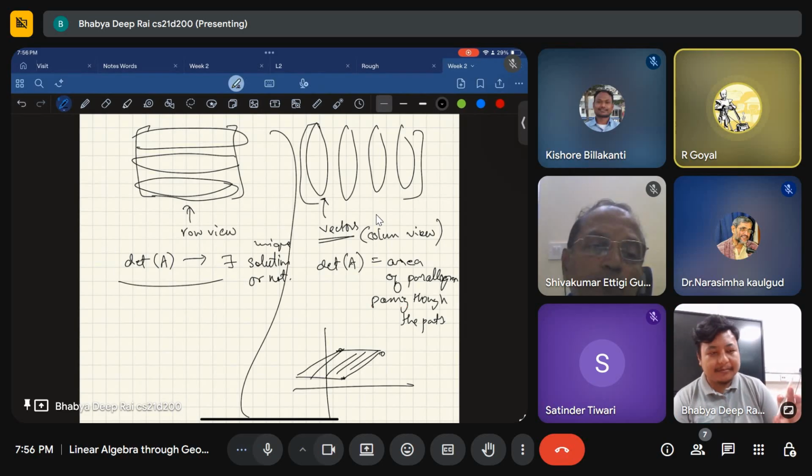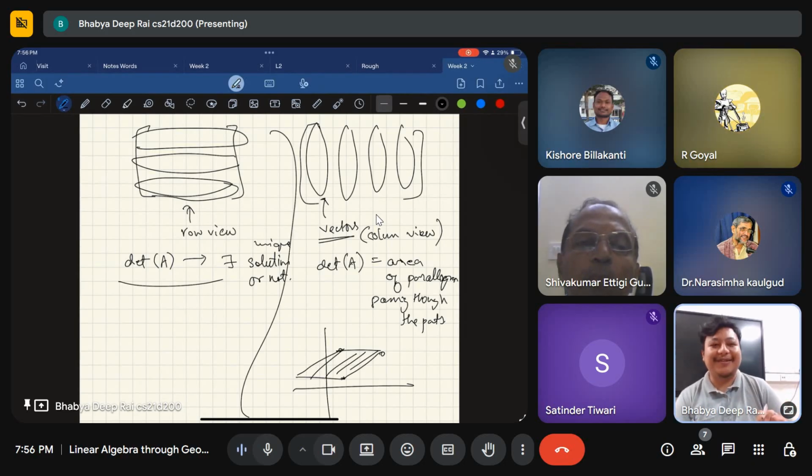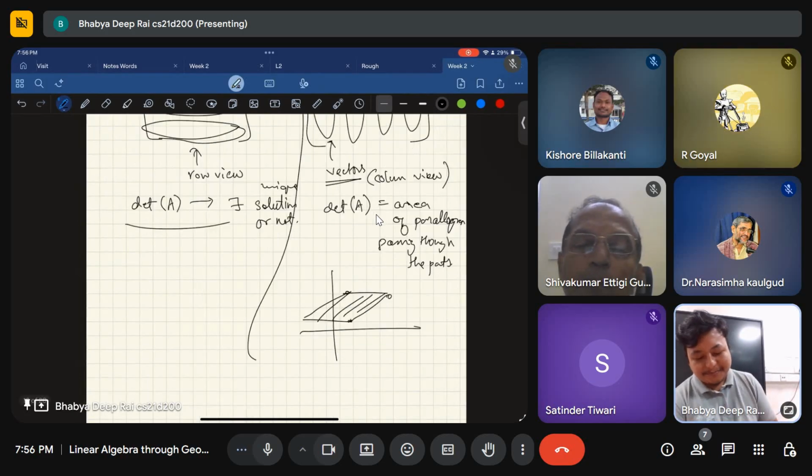To compute the determinant, is it necessary that the matrix be a square matrix, or can we compute the determinant for any matrix? It is necessary that it's a square matrix. The formula of a determinant itself requires that it's a square matrix.